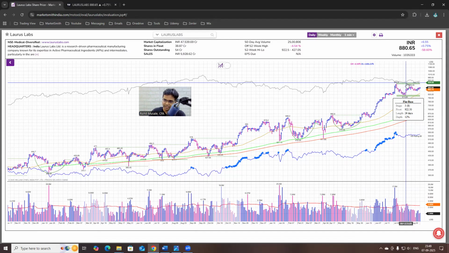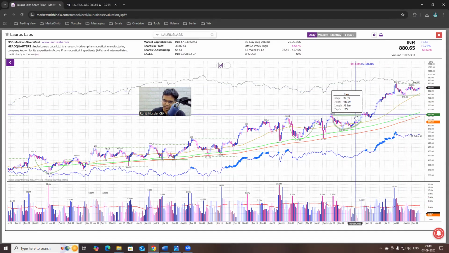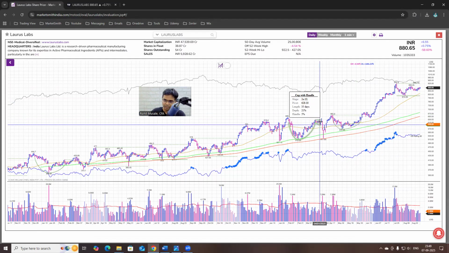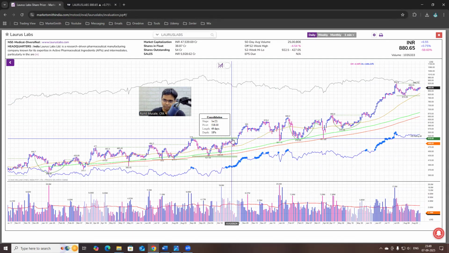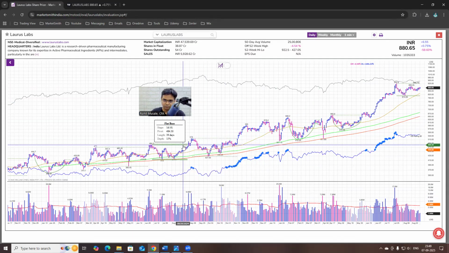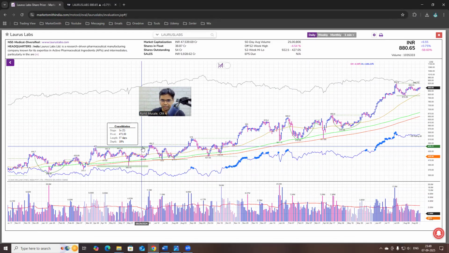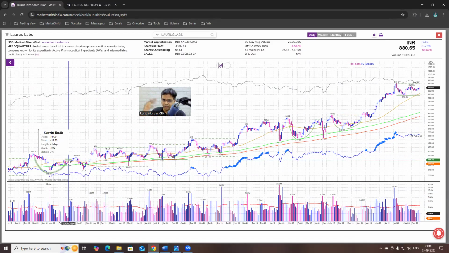So base 3, this is 8. Then the previous base, this is 7. Look at the brackets. Then this is 6. Then this is 5. Look at the brackets. Then this is 4. This is 3. This is 2. So you get the hang of it, right? This has got 3 bases. The Laurus Labs stock has got 3 bases, but base 1 has created 5 sub bases: base 1A, 1B, 1C, 1D, 1E. So that's 5.